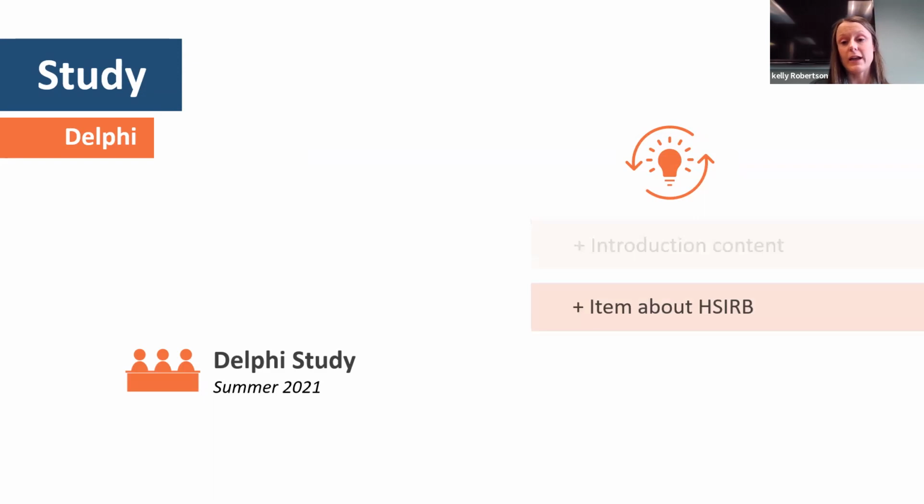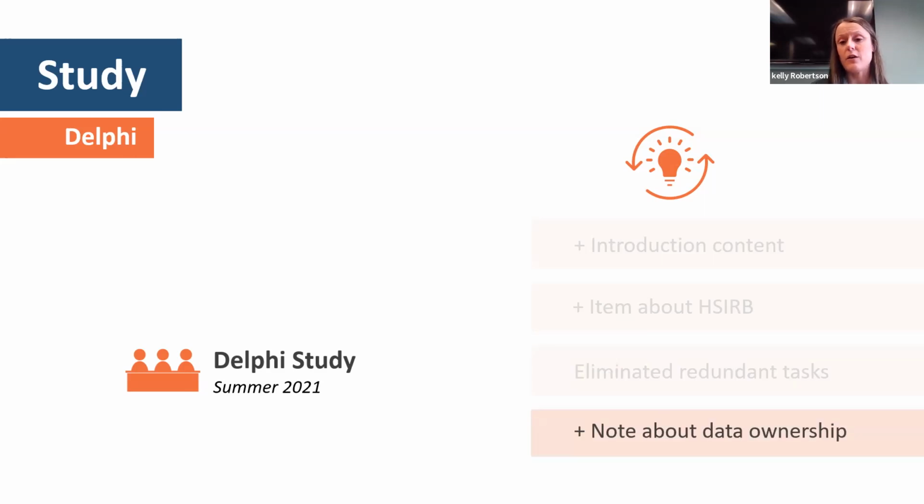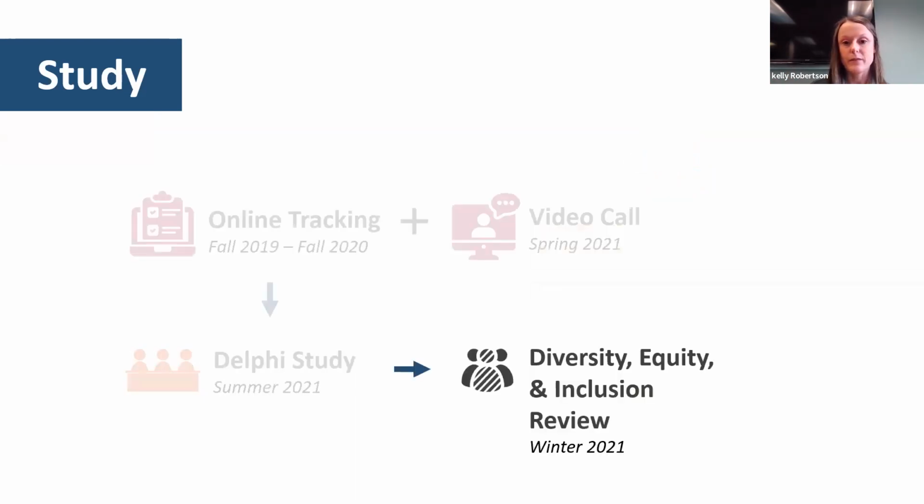We also added an item about needing to get HSIRB approval or a waiver that we had not included prior. And we got some really good feedback about where there was redundancy between items, and we were able to eliminate a few items based on this feedback. And then we also made a note in the task where we talk about contractual documents, about needing to specify data ownership, based on feedback that we got during that process.